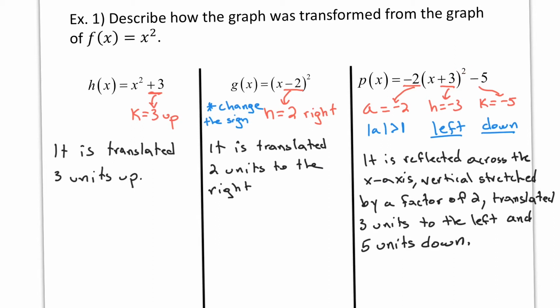Now it says here to describe how the graph was transformed from the graph of f of x equals x squared. Even though we have a different name up here, f of x, they are saying that this is the parent function. We have a parent function and this function changed to that. So I'm going to write the parent function on top of this vertex form and you will compare. So I have f of x equals x squared. I want you to focus on this side right here.